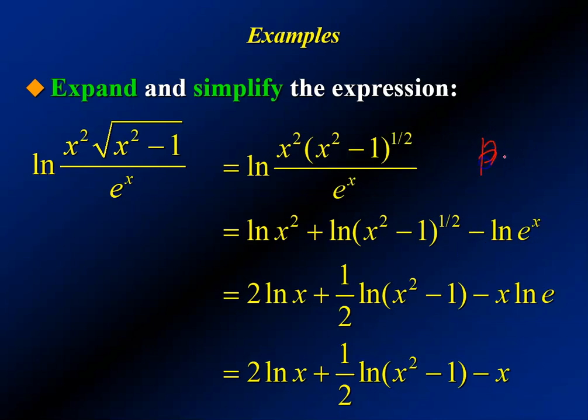Okay, property number 1. This one here will move to property number 2. And then after that, because we have the x squared, you move x squared in front, that will become 2 ln x. And then 1/2, because the square root of x squared minus 1 is also equal to this 1 over 2. Okay, and then after that one, we have to find ln e, because you move x in front, so that is x ln e. And then ln e is equal to 1. So therefore, we have this one as our final answer.